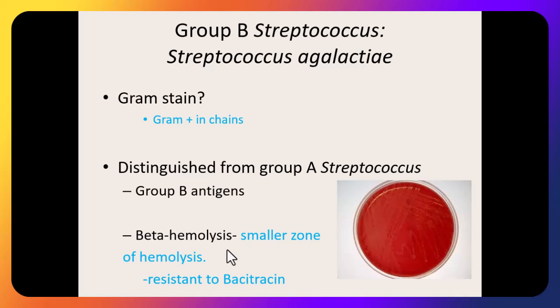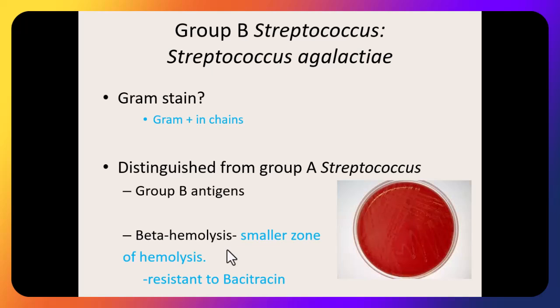When we grow it up on a plate, it does beta hemolysis, but it's a lot smaller. Like strep pyogenes is a group A strep that does beta hemolysis. If you let it grow long enough, that clearing is pretty obvious. It's a lot less obvious with this particular bacteria.